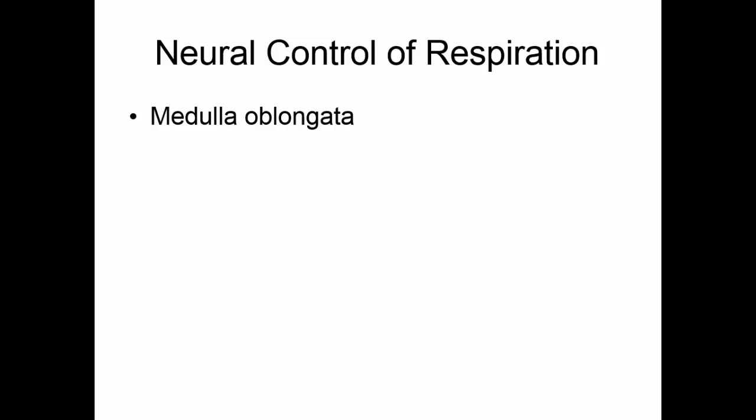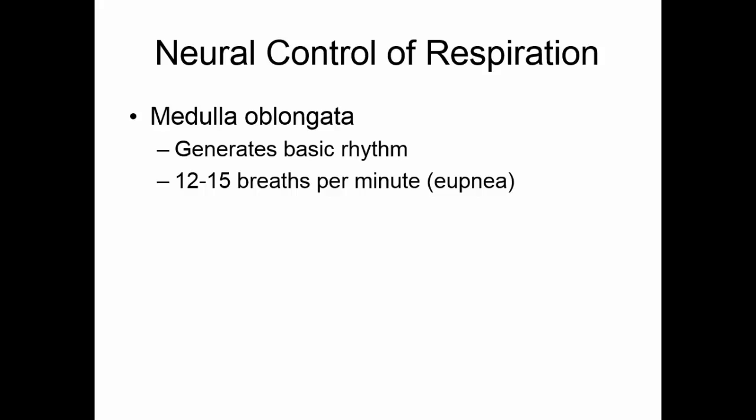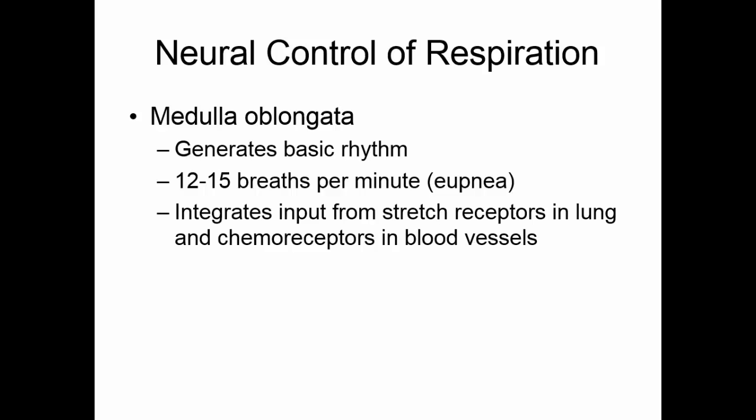The medulla oblongata generates the basic rhythm for breathing. Most people breathe about 12 to 15 times per minute. This is known as eupnea, or good breathing. The medulla oblongata gets input from stretch receptors in the lung and from chemoreceptors in the blood vessels. If the lungs are stretched, the medulla will not allow you to inhale. If the chemoreceptors say there's not too much carbon dioxide, you won't inhale. But if carbon dioxide builds up, then you will inhale.